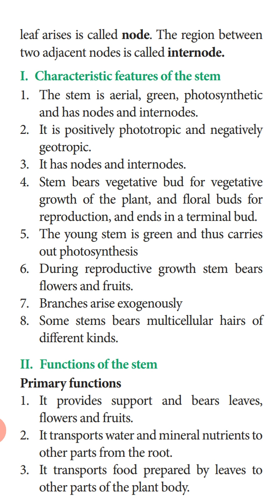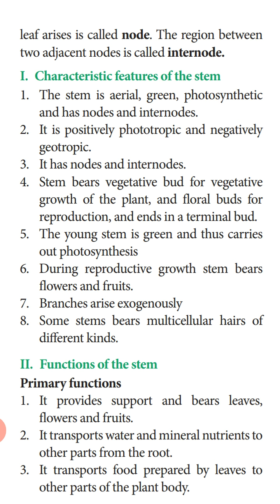Exogenously means, if we take the TS or the anatomy of the stem, the outermost layer is the epidermis, and below the epidermis are the cortex cells. When the branches arise from these cortical cells, it is called exogenous. In the case of roots, the branches arise from the pericycle. This pericycle is present deep inside.